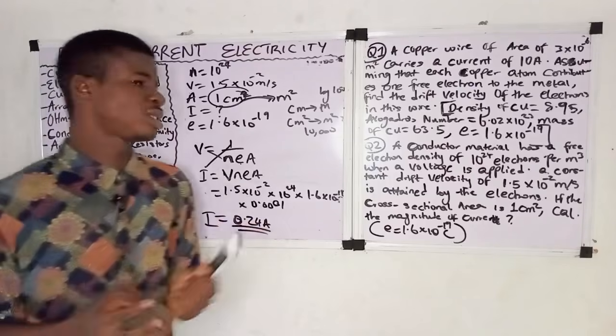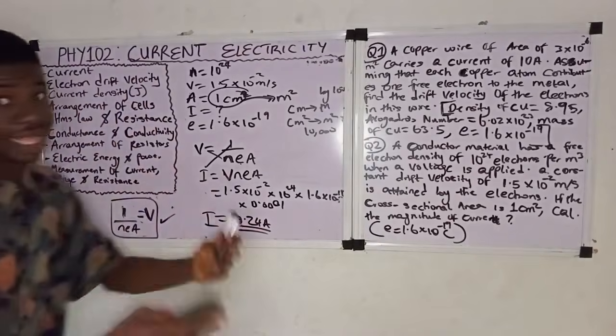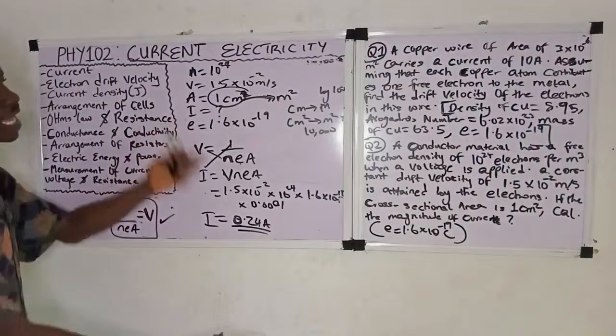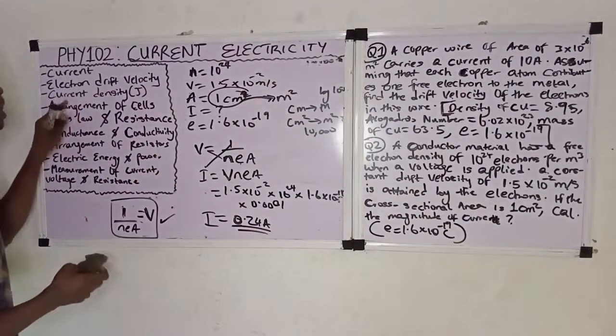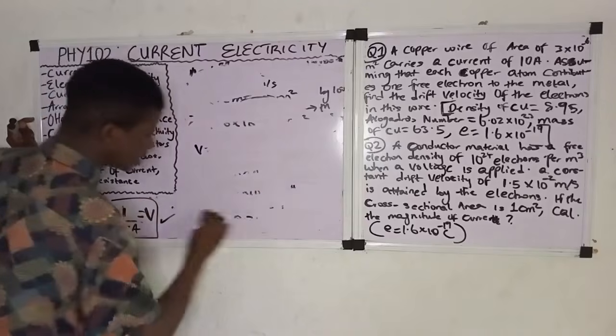So just take note, just know electron drift velocity. There are usually exam-based questions, right? So take note of it, how I derive it, take note of the formula, and all. Okay, now let's move to the next part, which is current density.